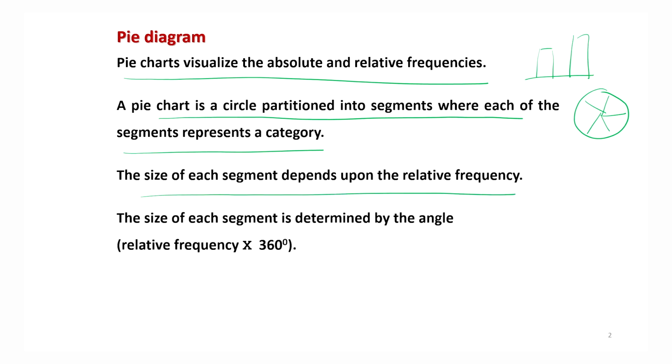It is similar to the height of the bar, which depends on the absolute or relative frequency. Similarly, the size of the segment, like this one, this is one segment, this is another segment, depends on the relative frequency, and the size of each segment is determined by the angle. That means this angle or this angle determines the size, and it is obtained as the relative frequency times 360 degrees.